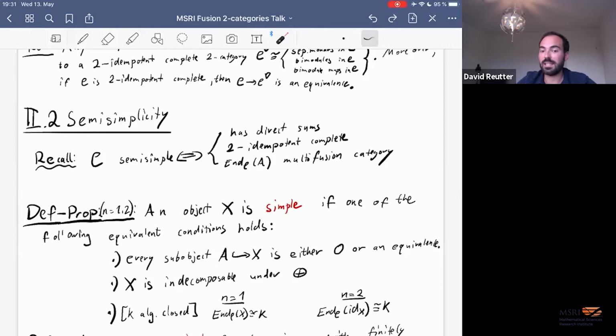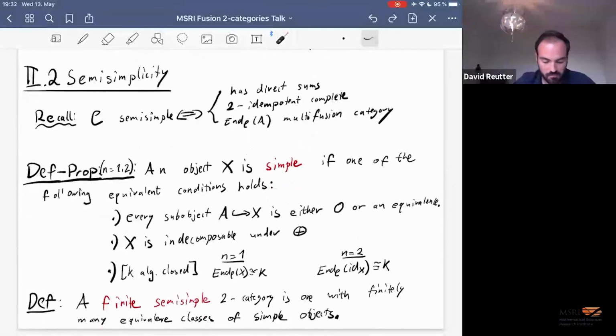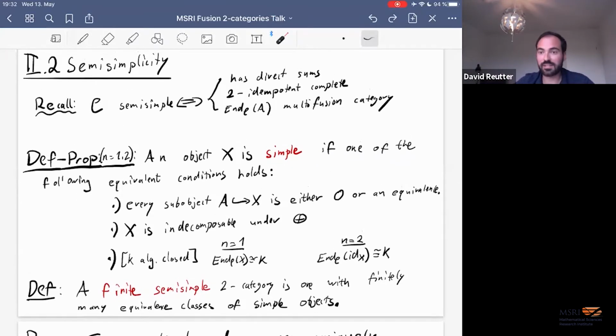So there's just the identity in there. And in the 2-categorical setting, we can ask that the endomorphisms of the identity of X are the ground field. Or in other words, saying that the identity on X is actually a simple 1-morphism in this underlying semi-simple 1-category, which is the Hom category. Okay, so this is what it means for an object to be simple. And then we can define a semi-simple 2-category to be finite if it has only finitely many equivalence classes of simple objects. So this is again the same story that we will do in the 1-categorical case. Okay, so far so good.